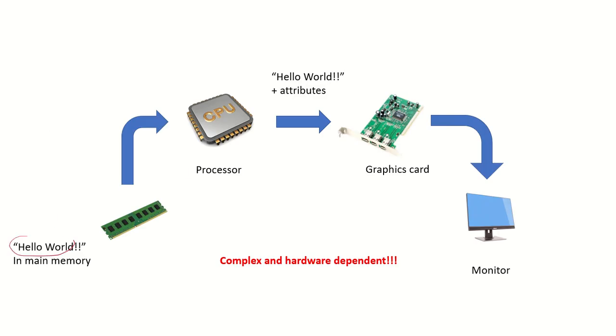The string "hello world" is available in the memory, which is the main memory. From here it would be retrieved by the processor. The processor would add certain attributes to it. These attributes would be related to the display of that particular string. It could be the depth or the color. The string and the attributes would be sent to the graphics card and onwards to the monitor. Now this is a complex and hardware dependent process.